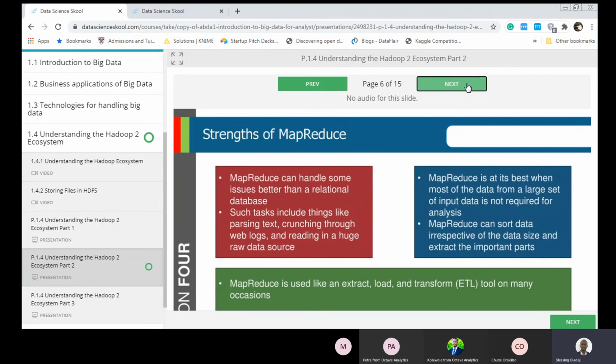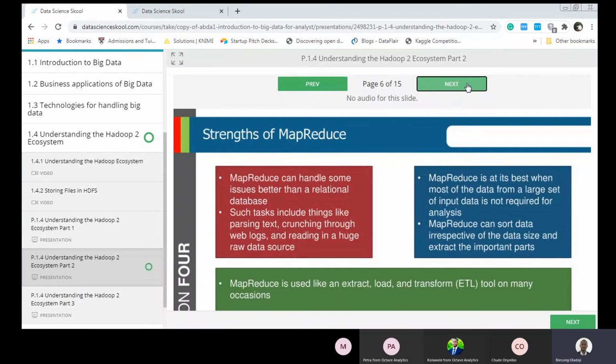MapReduce is at its best when most of the data from a large set of inputs is not required for analysis. At times we can have a lot of data, but not all of it is needed for analysis. It's just some part of it that you need. MapReduce is very good when it's just some part, not all of the data set, that you need for analysis.